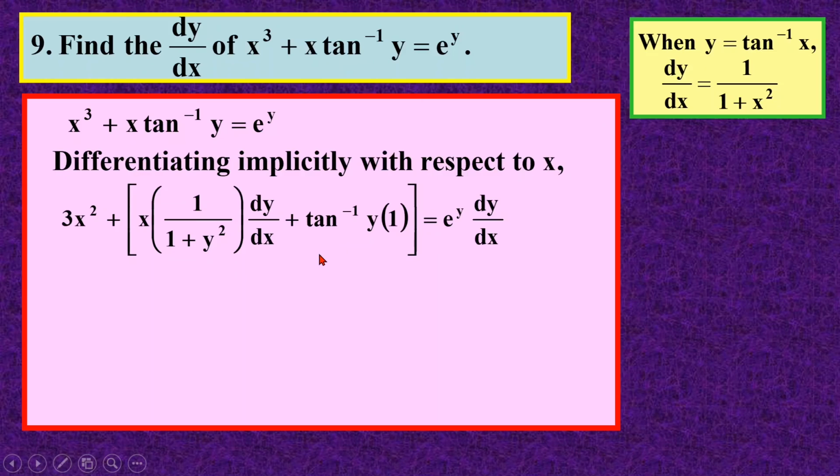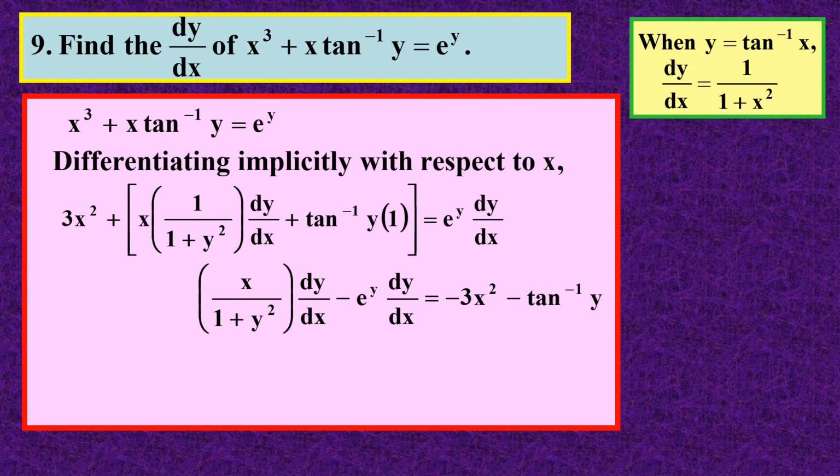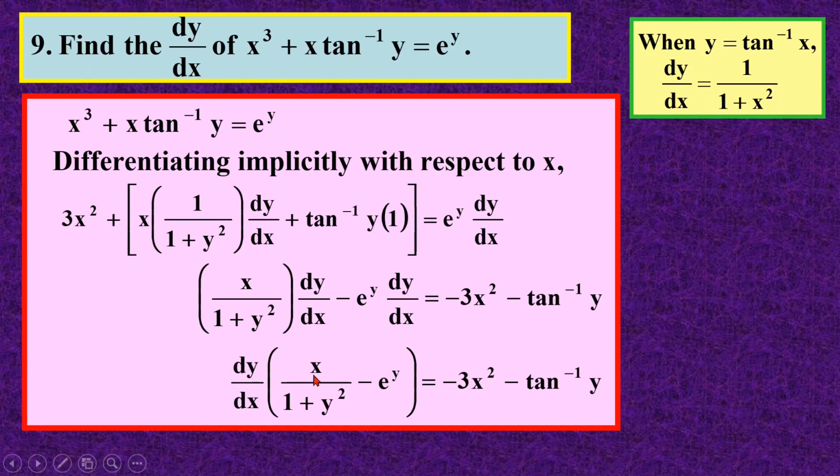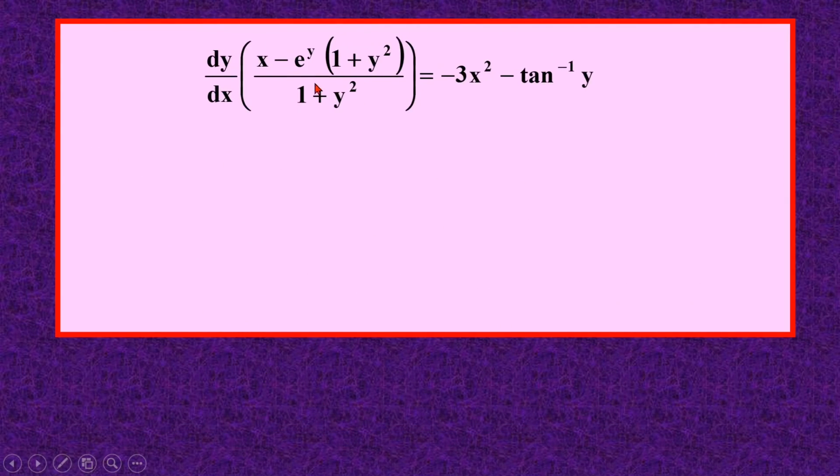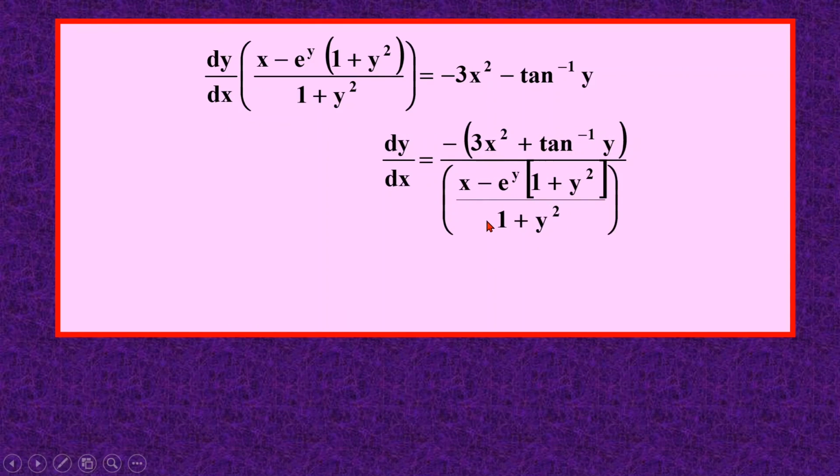The next step will be, of course, arranging. So I will bring all the ones with the dy dx to the left-hand side and the ones without dy dx on the right-hand side. So I will copy it down here properly. And then finally, I will just need to factorize them out. And of course, after factorizing, I will need to bring the fraction together before I can move it to the right-hand side, like this.